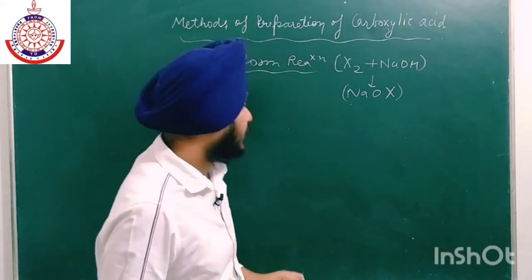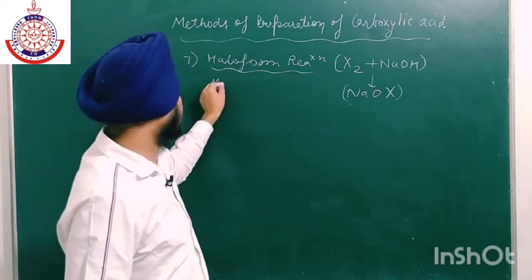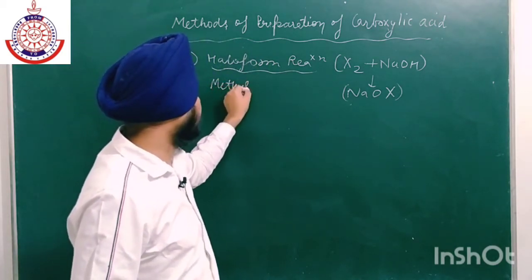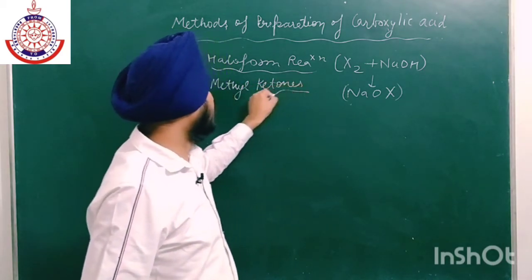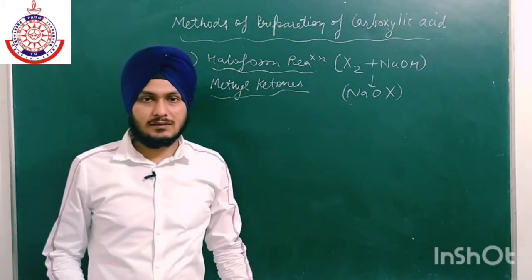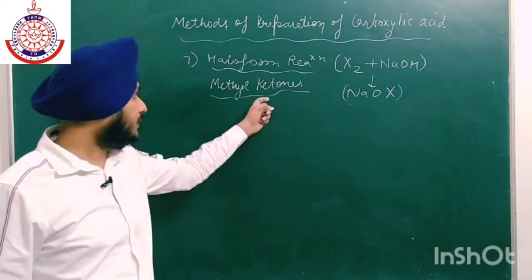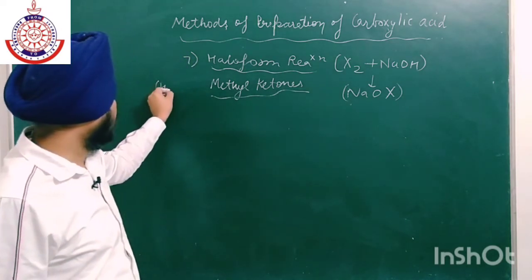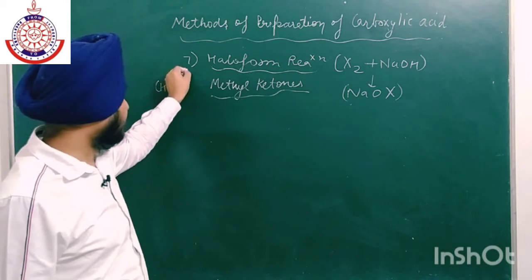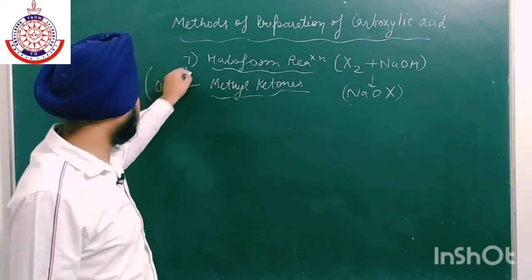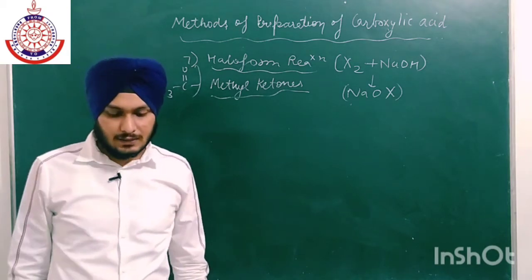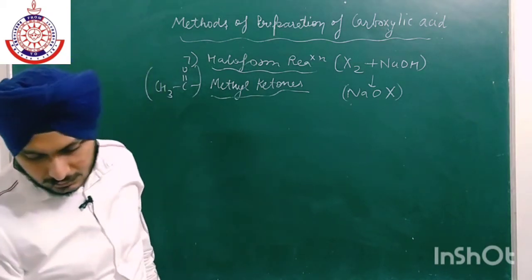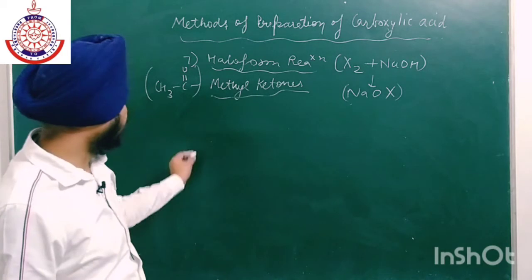But the main condition is that methyl ketones must be present. So we have to use methyl ketones only. What is this methyl ketone? This group. So this group must be present. Then this reaction will take place. Otherwise we will not get the product. Now what is the reaction?